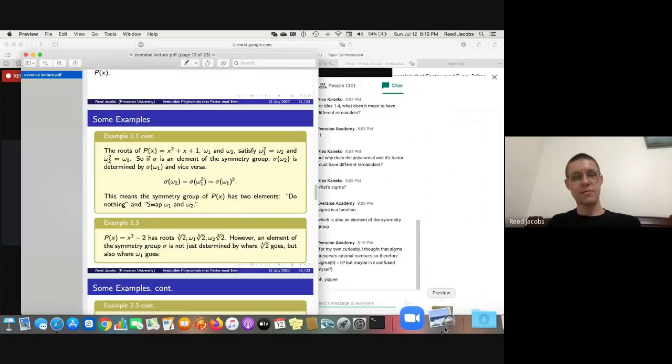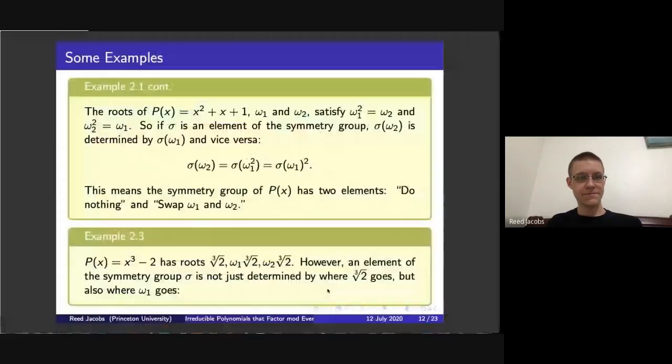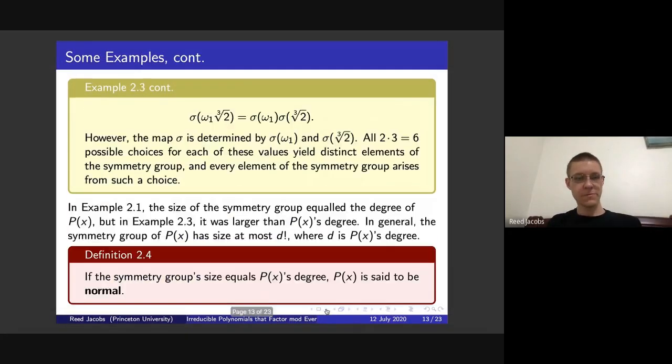Okay, if there are no questions about that, then continuing on. So notice that in the example with x squared plus x plus 1, the symmetry group size equaled the degree of p of x. But in example 2.3, it was bigger. However, p of x had degree 3, and the symmetry group had size 6, which is 3 factorial. And this is a very general fact, that the symmetry group will have size at most d factorial, where d is the degree of p of x. We're not able to prove this here, but this is true. And if the symmetry group size equals the degree, then p of x is said to be normal.